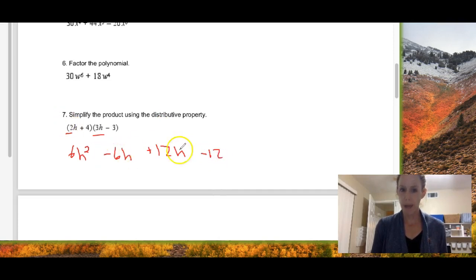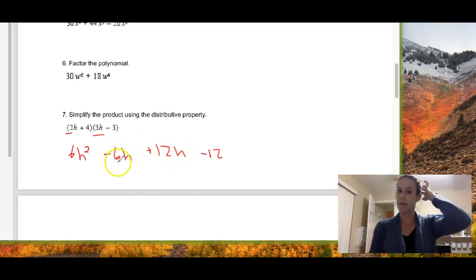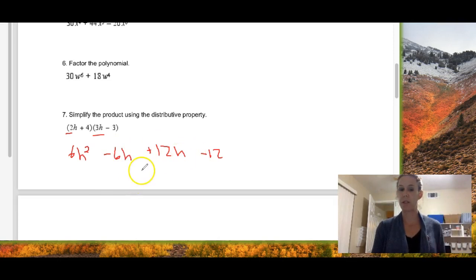Now usually you get to add your 2 middle terms because they are like terms. h squared, they are not common terms with h, but this is an h and this is an h. These are like terms. I can add them. Negative 6h plus 12h is going to give me 6 h's. So my final answer will be 6h squared plus 6h minus 12. And you're finished.